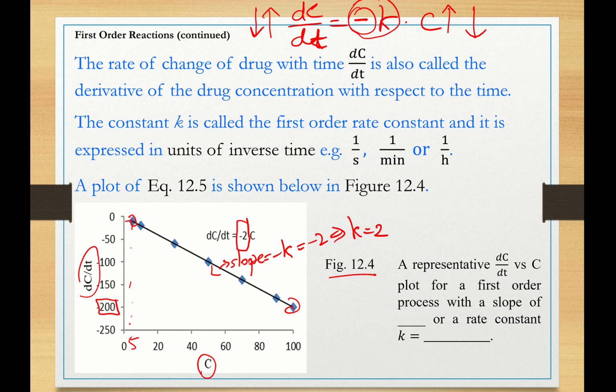What would be the units? Now we've plotted dC/dt against C, so the concentration units cancel out, and k must have units of inverse time, as it is reported over here. So let us finish this figure. My slope is equal to negative 2, and therefore the rate constant must be equal to 2 with units of inverse time. Notice once more that k's are reported as absolute numbers.